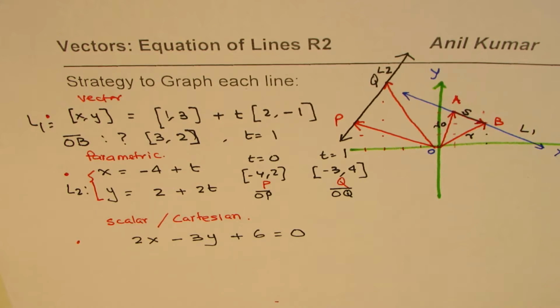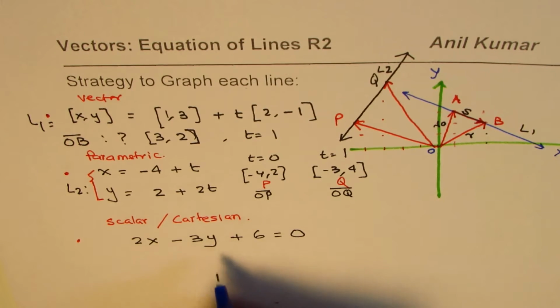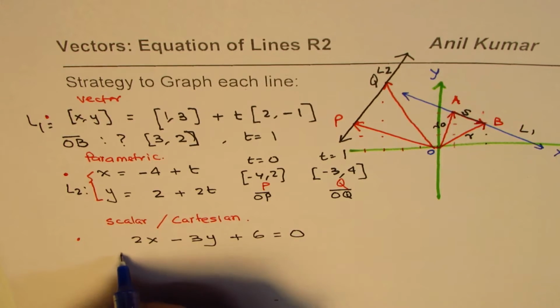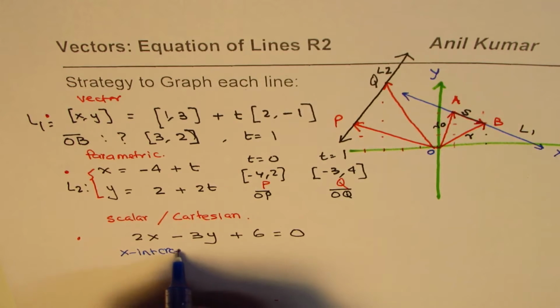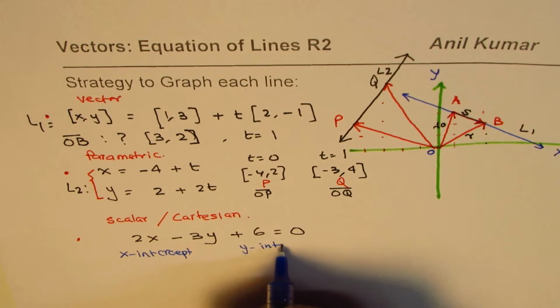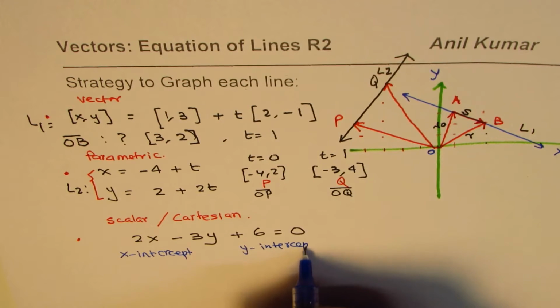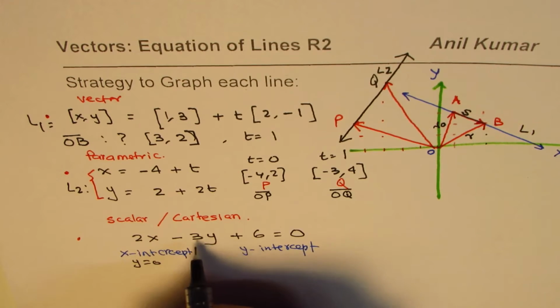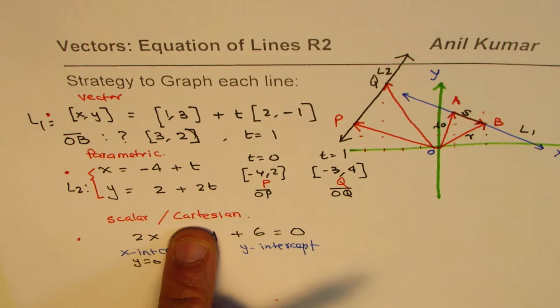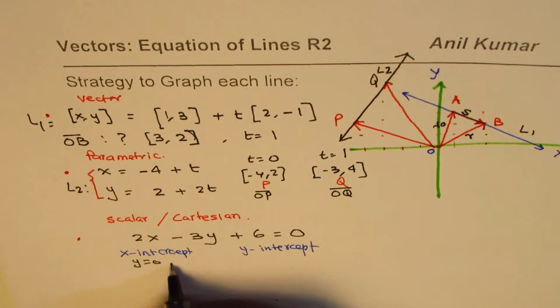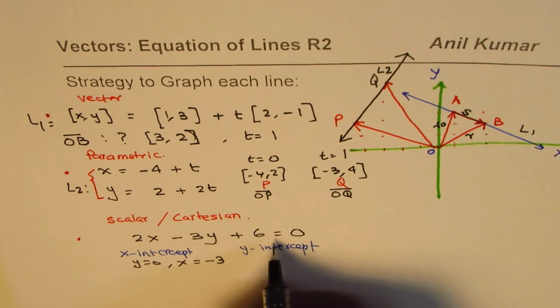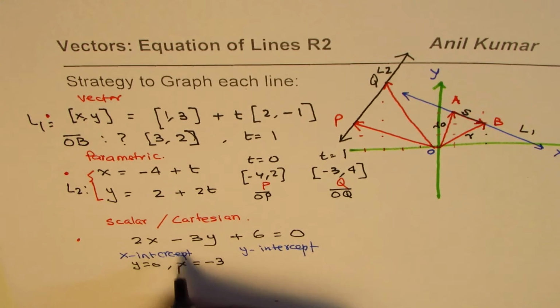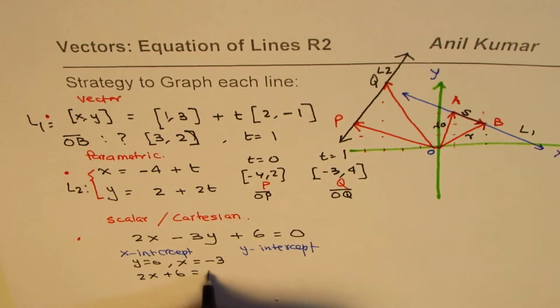Now how to sketch this one? To sketch this equation, we should find intercepts. So we should find the x-intercept and y-intercept, okay? And then sketch. For the x-intercept, you will put y equals 0. So if y equals 0, you just hide this. You get 2x plus 6 equals 0. So let's do the calculation. 2x equals -6, and x equals -6 over 2, which is -3.